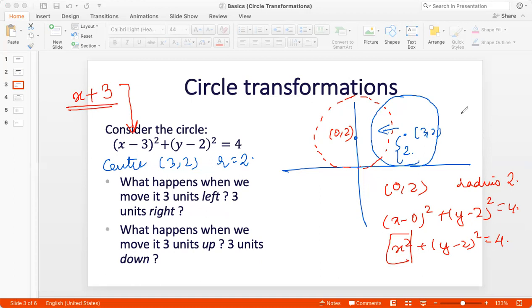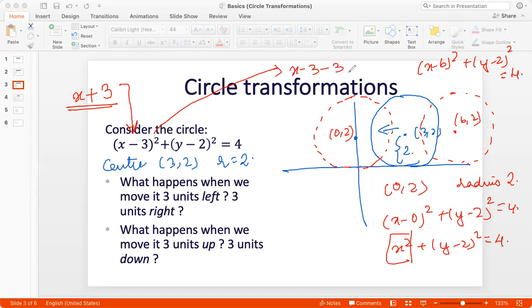Okay, what if I shifted 3 units to the right? Then my circle has a center of (6, 2) now. And the equation of this would be (x minus 6) whole squared plus (y minus 2) whole squared is 4. So here, what I have done, I had x minus 3 and I replaced it with x minus 3 to get x minus 6. So shifting 3 units to the right meant replacing x with x minus 3. And this is something that we have discussed in earlier videos. And this is a general rule that I'll come to in the next slide so that you can take it down and remember it.